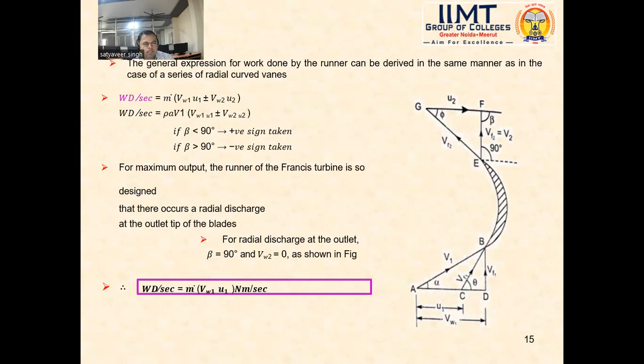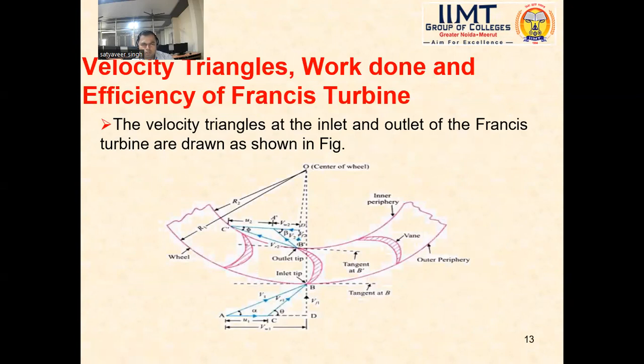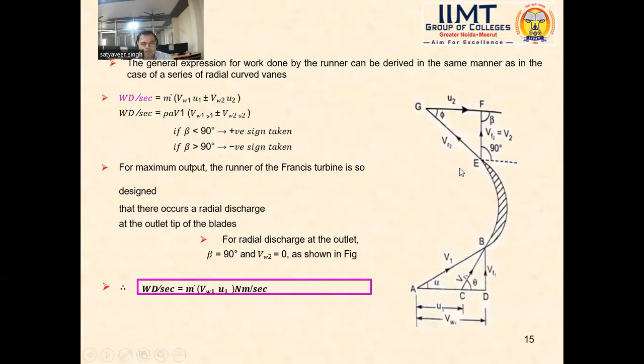So if we talk about the basics of this turbine, in the previous slide we talked about how the velocity triangle is generated in the Francis turbine. So this is the actual figure. And next, what is the work done per second? I have discussed the work done per second formula, that is m dot Vw1 U1 plus or minus Vw2 U2. So you can calculate with the help of this formula.